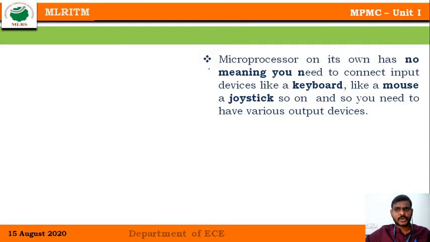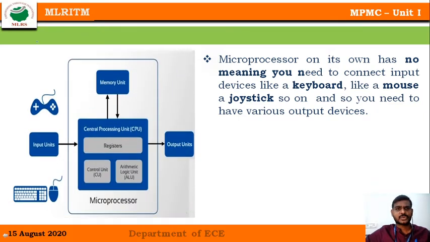So if I say a microprocessor on its own has no meaning, it needs to connect to input devices like a keyboard, mouse, joystick, and so on. Without these input output devices, there is no meaning to a processor. Why? Because it won't work any further without the support of these additional units, the input output units.